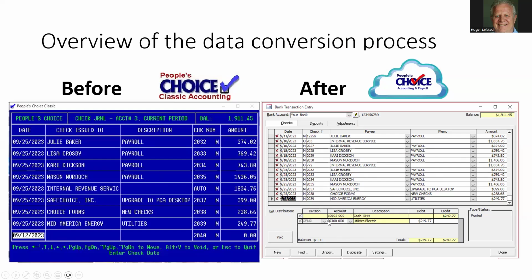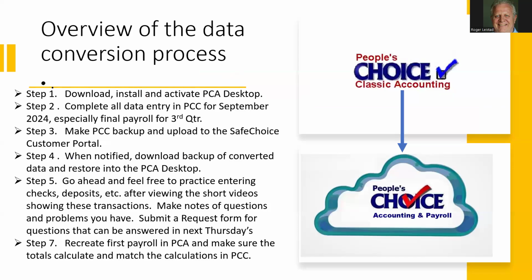So if you're used to, like in this example, 66300 was your utilities expense account, it's going to be 66300 when we convert it. So if you're used to having your chart of accounts, both the name and the numbers, those are not going to change at all during the course of the conversion.